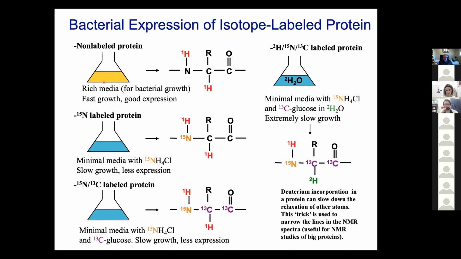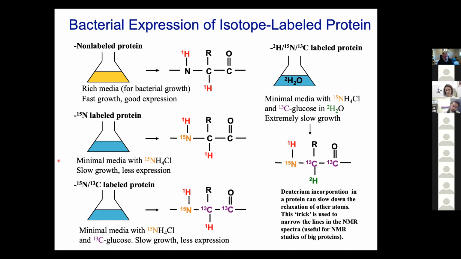So if we want to have more than just the hydrogens in there, and we want to label, for example, all the nitrogens, we go to what we call minimal medium. Minimal medium is essentially just some salts, glucose, and ammonium chloride. That's really all you need to get the protein made.